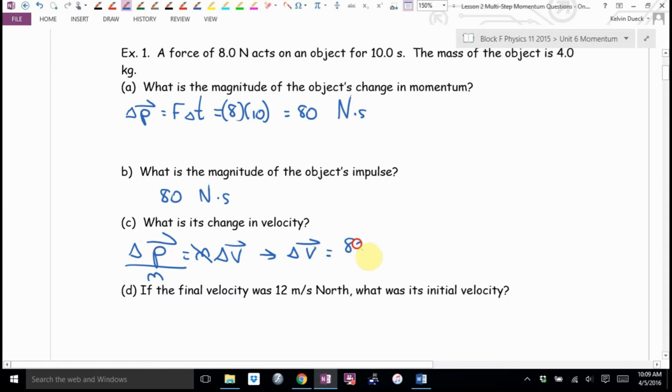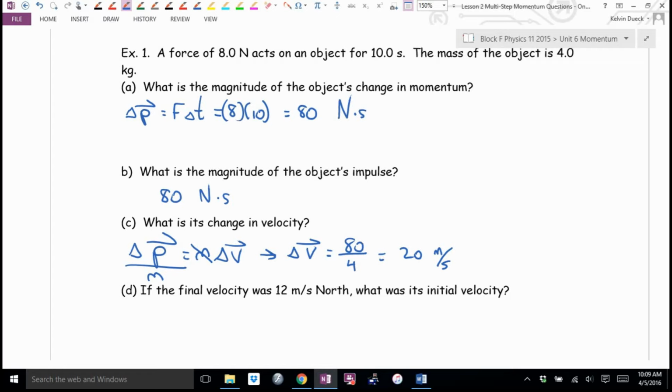And the question told you the mass up there somewhere. What's the mass? 4. In your head, can you do 80 divided by 4 without a calculator? 20. With authority and confidence in your voice. 20. That's the change in velocity, 20 meters per second. Matt, here's what that means. If you started out going 2 meters per second, you're now going 22 meters per second. That's a change of 20. If you started out going 17 meters per second, you're now going 37 meters per second. That's a change of 20.